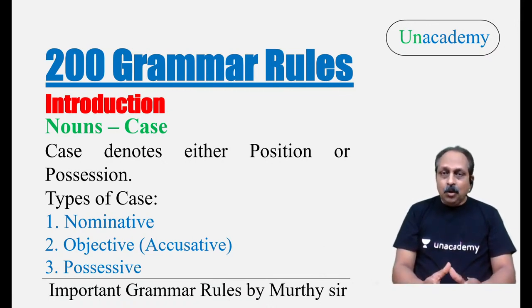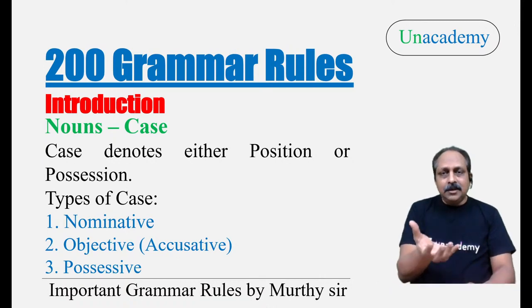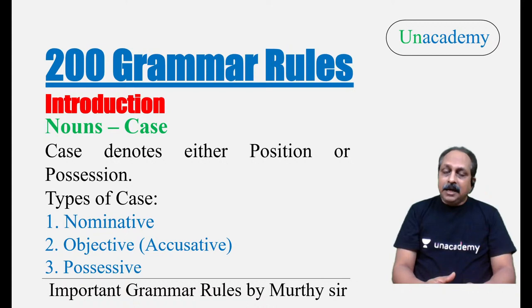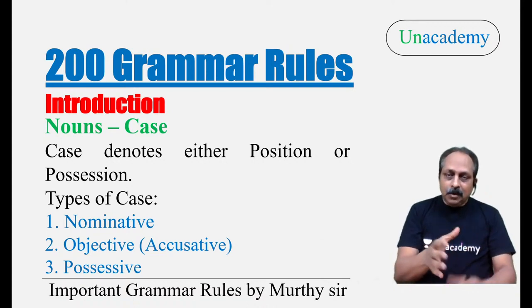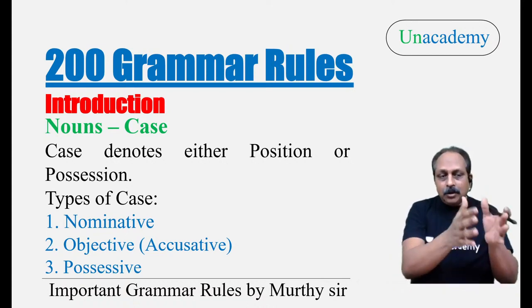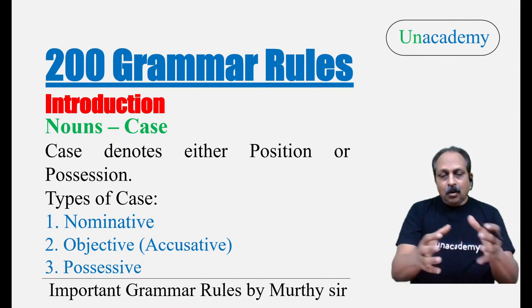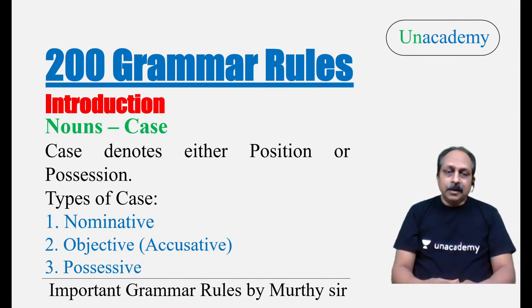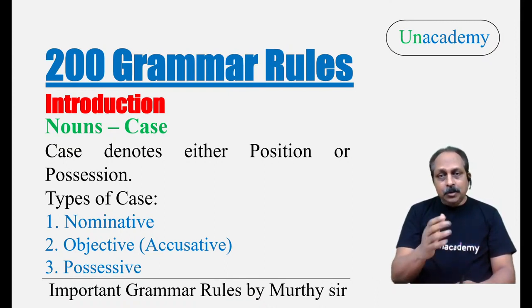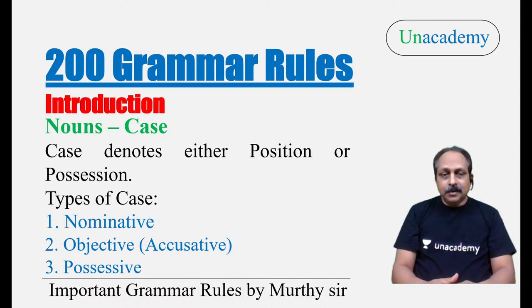Now, case is a technical term. It has a function. So, what is the function of case? Case denotes either position or possession. It talks about the position of a noun or possession, to own something. And when it comes to types of case, we have 3 types: nominative, objective or accusative, and possessive.